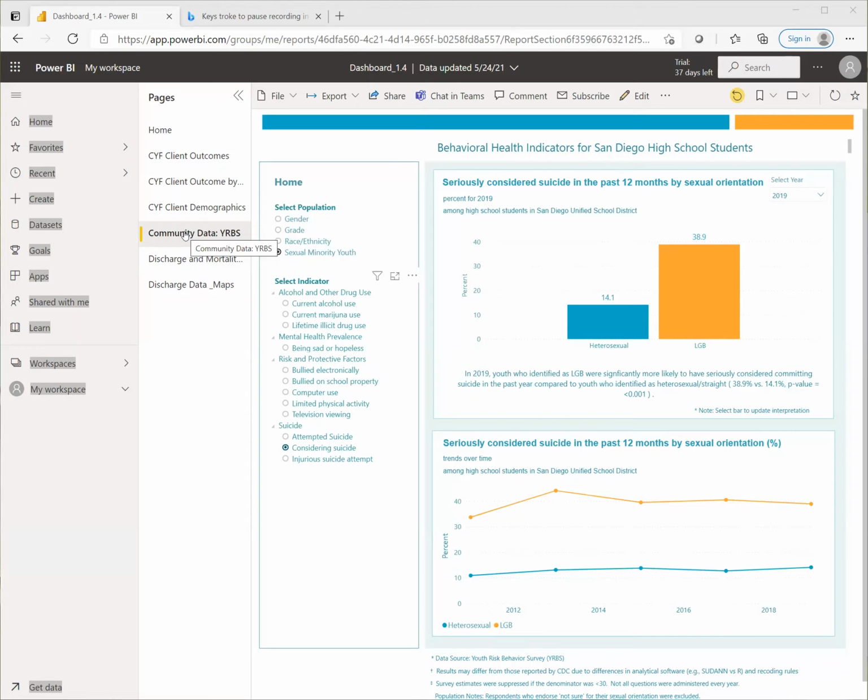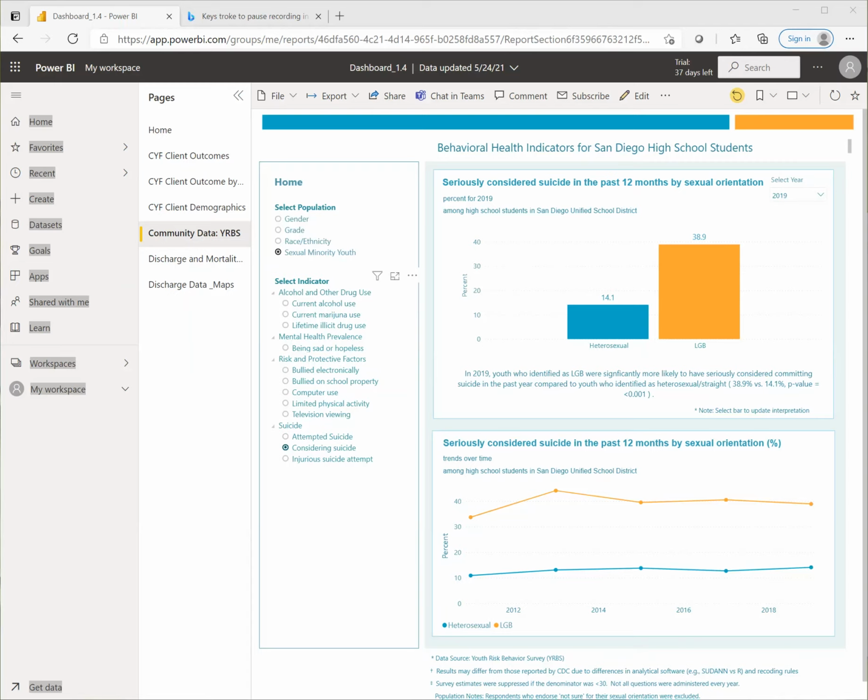So what we have here is data from CDC's Youth Risk Behavior Survey, which, if you're not familiar with, is conducted every other year, and it samples high school students in San Diego Unified School District. So you can see that we have YRBS data available for multiple populations, and today we're going to focus on our sexual minority youth. And we can actually then begin to explore how this population is faring across multiple indicators.